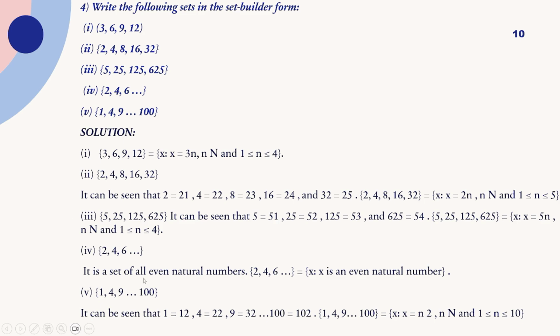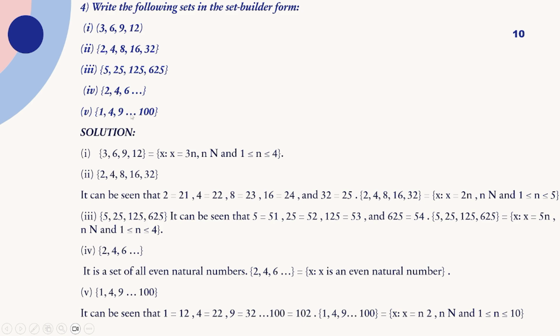These are the even natural numbers. So we write x such that x is an even natural number. This is a very simple question. They have given us 2, 4, 6 and so on. This is the basic thing we have to know when writing the set builder form: it is an even natural number. Hope you are understanding.